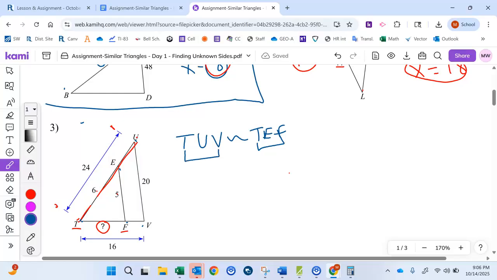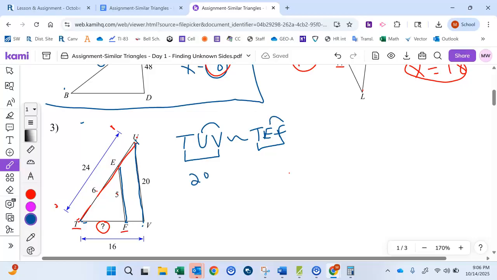But what sides do we have? The bigger one we have 24 and 20. The smaller we have 6 and 5. But we also know the bottom here is 16. So what we can do is we can find a way to get some comparison, okay? So one thing we can do is we can go, let's take this side. This side here corresponds to this side, right? UV corresponds to EF, okay?